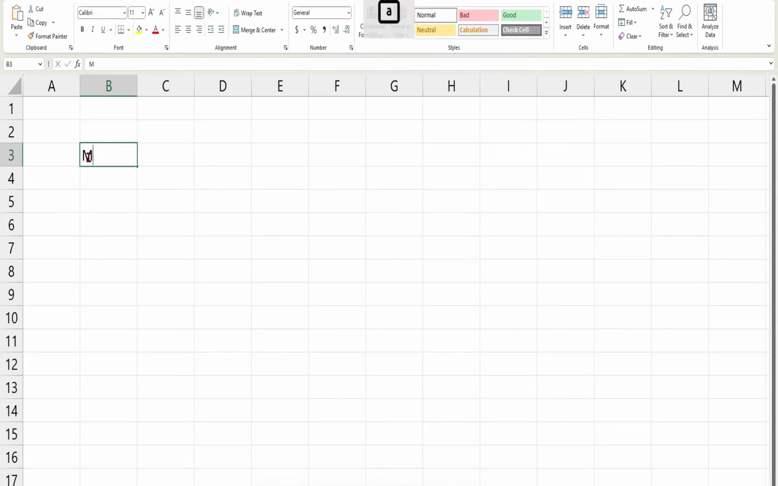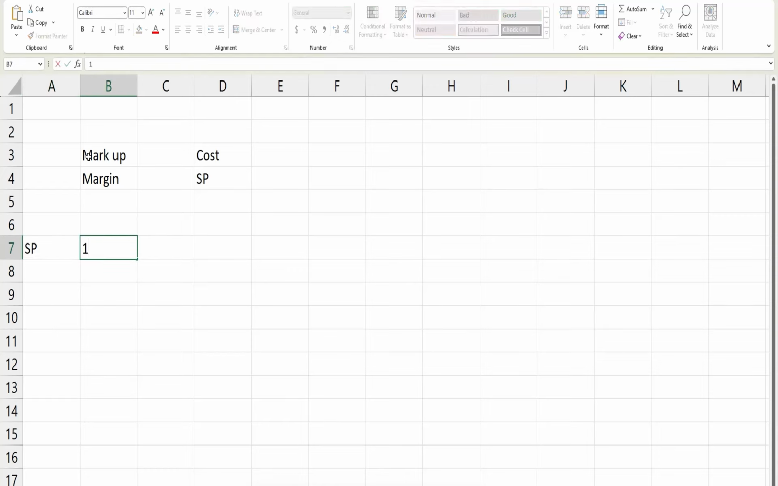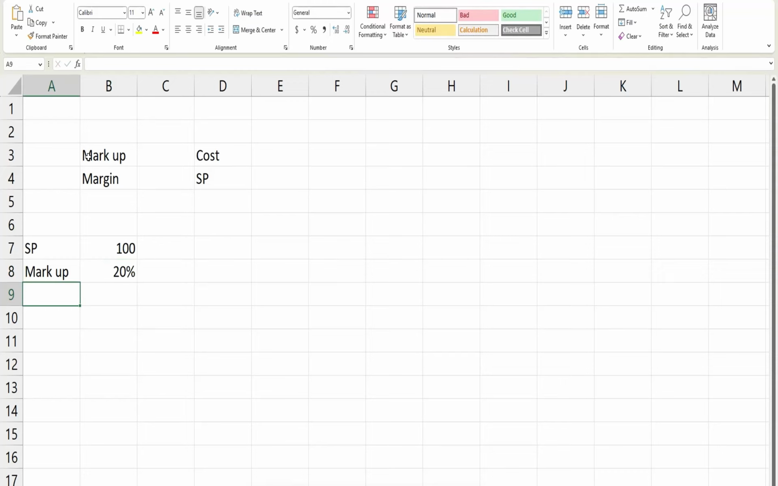What we need to note down is that the markup is added on the cost and the margin is added on the selling price. Okay, so let's take an example, then I will make it clear. Suppose your selling price is 100. If the selling price is 100 and the question says the markup is 20%, what would be the cost? You need to figure it out.